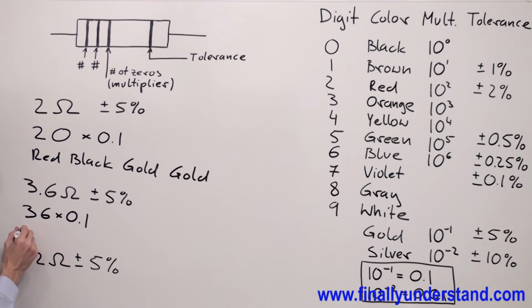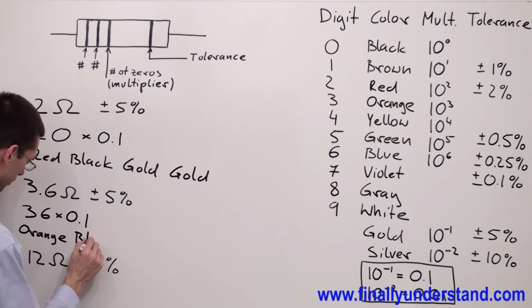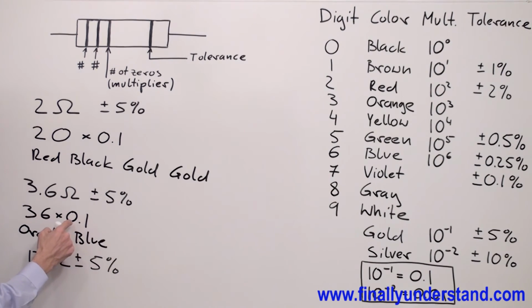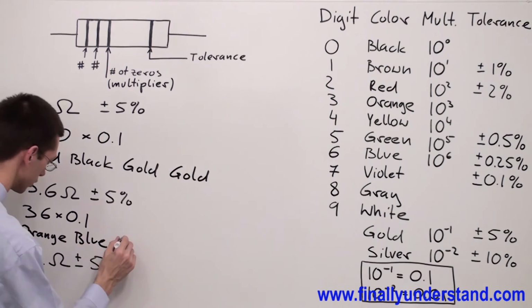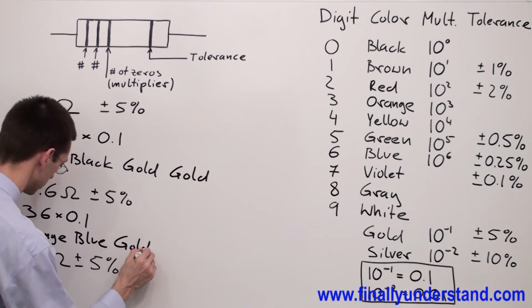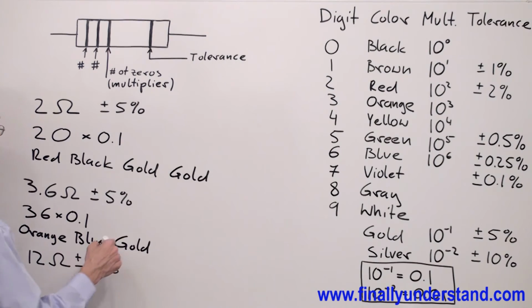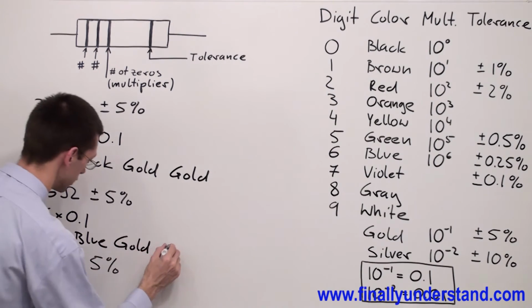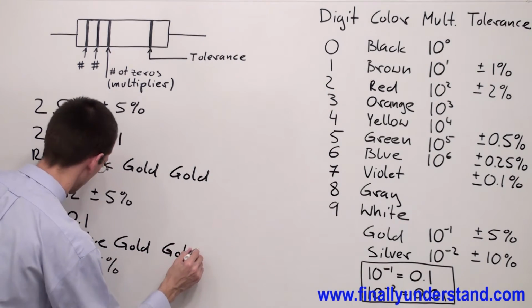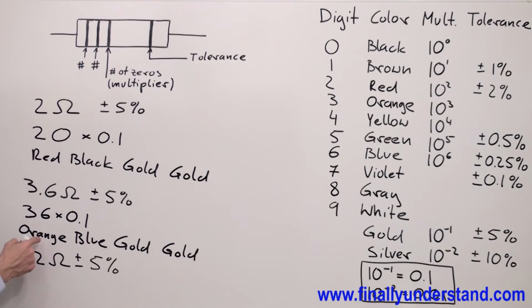3 is orange. 6 is blue. 0.1 is gold. And tolerance, 5%, is also gold. This is the color code for this resistance.